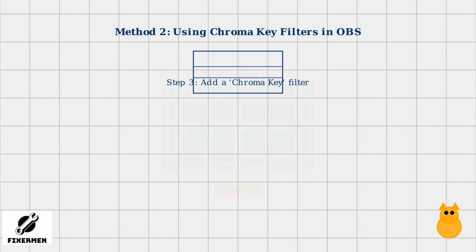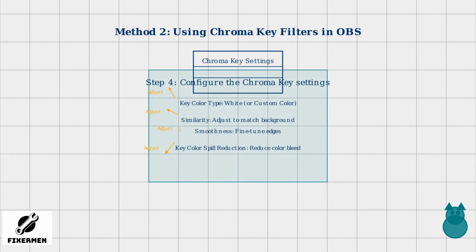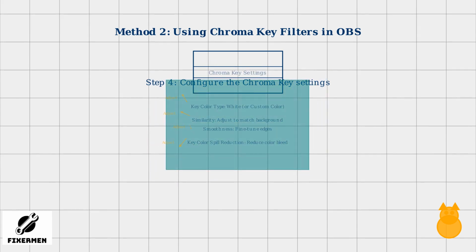In the Filters window, click the Add button and select Chroma Key from the list of available filters to add it to your source. In the Chroma Key settings, set the key color type to white for a white background, or use Custom Color to pick the exact background color. Then adjust the Similarity slider to control how closely pixels must match the key color to be removed, Smoothness to soften the edges, and Key Color Spill Reduction to prevent color bleeding onto the cat. Once configured, the Chroma Key filter will make the background transparent, allowing your Bongo Cat to blend seamlessly into your stream overlay.